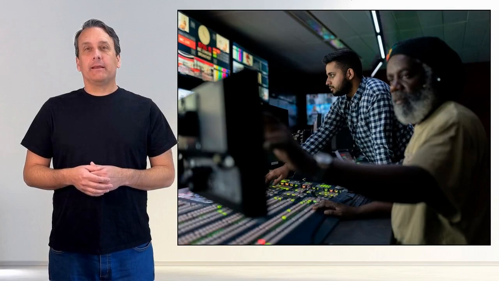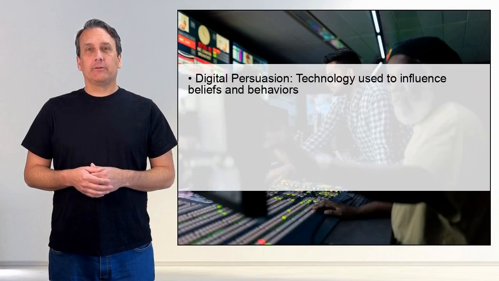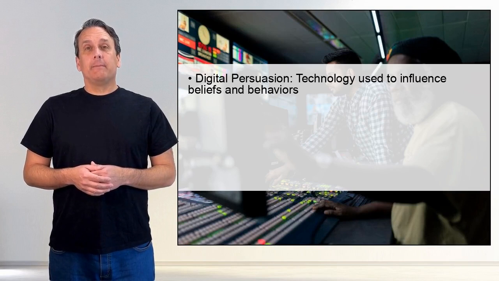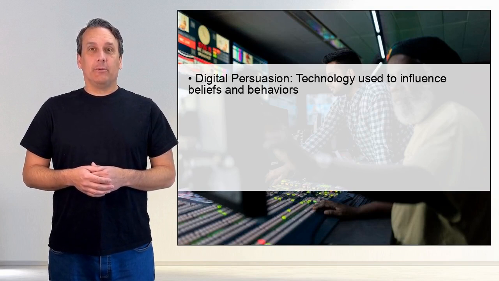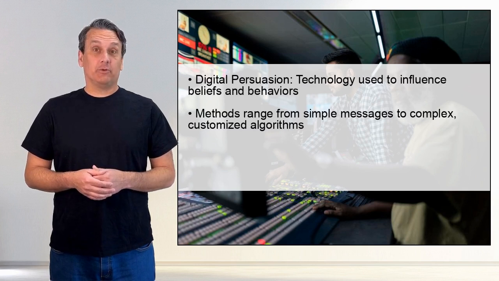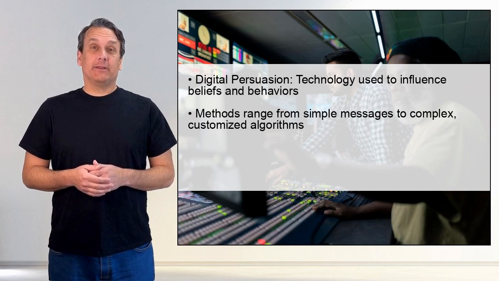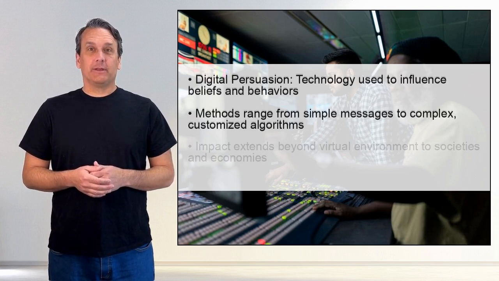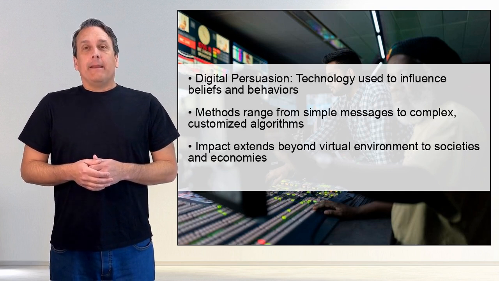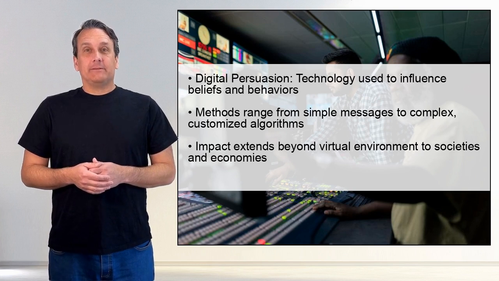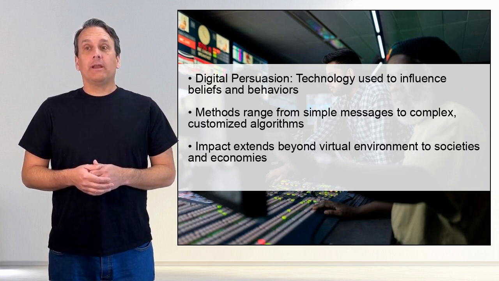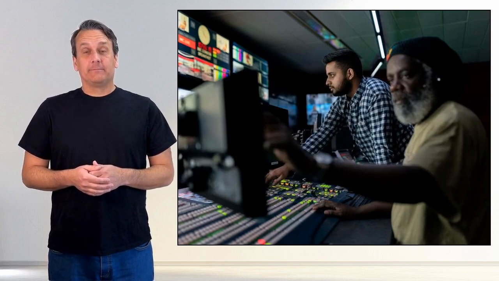Digital persuasion is the use of technology to influence people's beliefs and behaviors. The methods of persuasion range from simple messages to complex algorithms that customize information for individuals. Besides targeted advertising that elicits buying decisions, digital persuasion also shapes political opinions. Consequently, the impact of digital persuasion extends beyond the virtual environment with real-world outcomes on societies and economies.